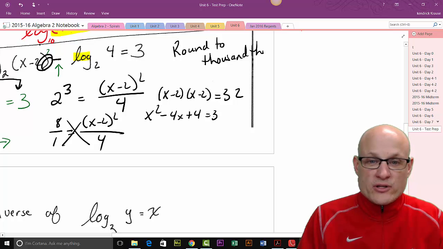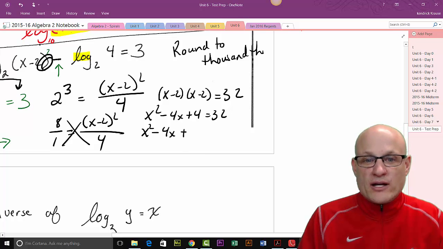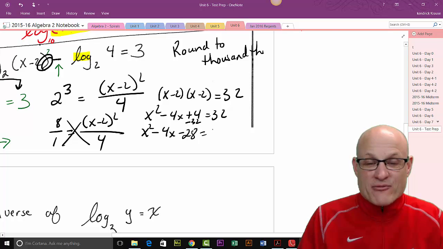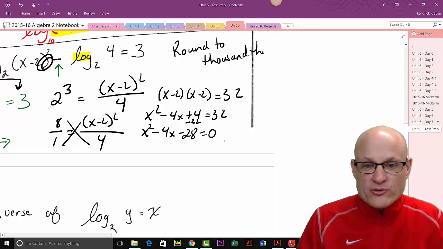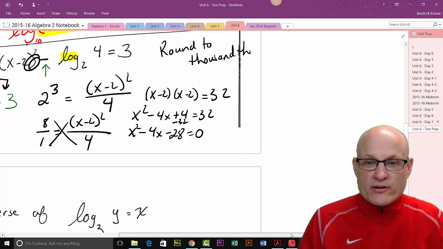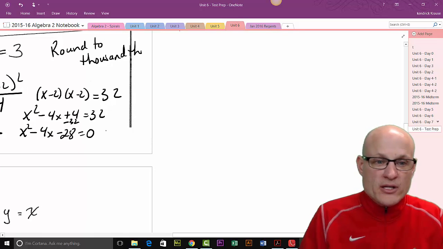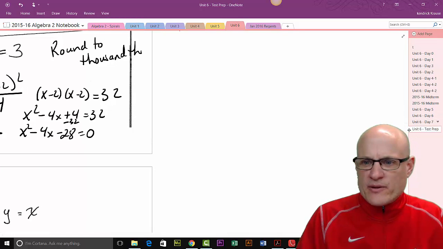And you get x squared minus 4x plus 4 equals, oops, excuse me, I forgot to subtract 32. So subtract 32 from both sides, and we get x squared minus 4x minus 28 equals 0. Well, that does not factor. So what I would do is use completing the square. You could use the quadratic formula. I'll show you the quadratic formula, and then I'm going to show you completing the square. So let me use the quadratic formula.